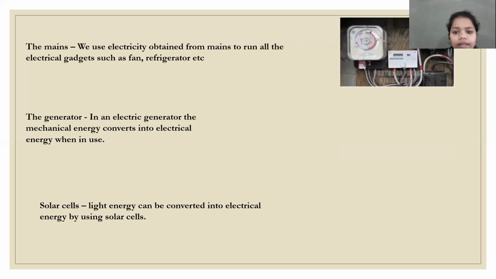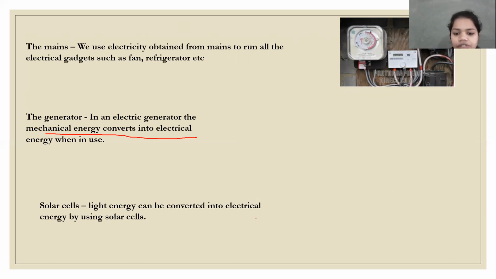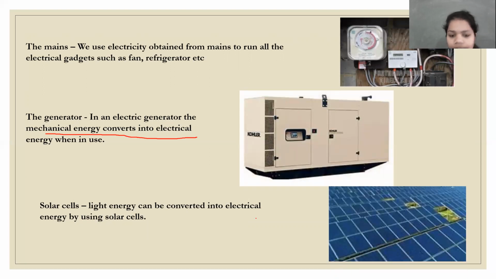Another source is the generator. That is, whenever there is a shortage or an electricity cut, at that time we use a generator. Inside the generator, the mechanical energy is converted into electrical energy and we can use that energy. And the last source we are going to discuss is solar cells. That is, light energy from the sun can be converted into electrical energy by using solar cells, and this is a source of energy which is used in satellites. So children, we have now discussed 4 different sources of electricity, starting with cell, then the mains, then the generator, and finally the solar cells.